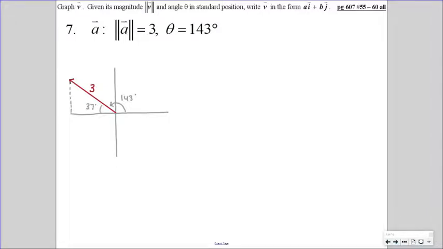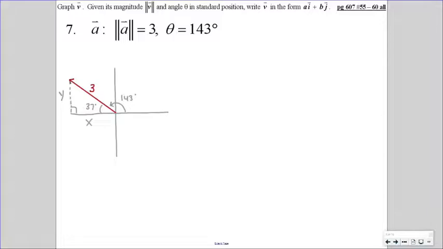Okay, but again, small problem. 37 degrees does not make a special right triangle. So we have to use some other things in order to help us evaluate what those horizontal and vertical components are, and I'll call them x and y for now. Okay, so we have something that's really nice. We actually can use right triangle trig. We can use SOHCAHTOA here in order to help us figure out what x and y are.